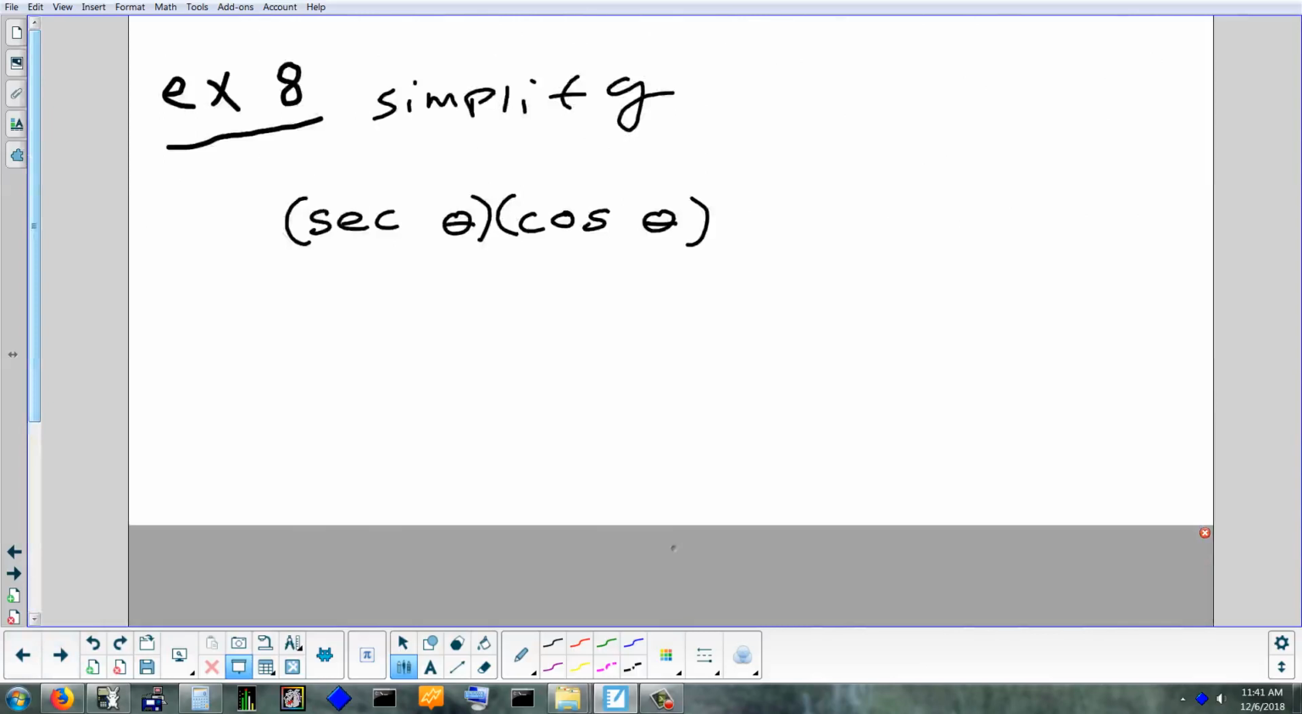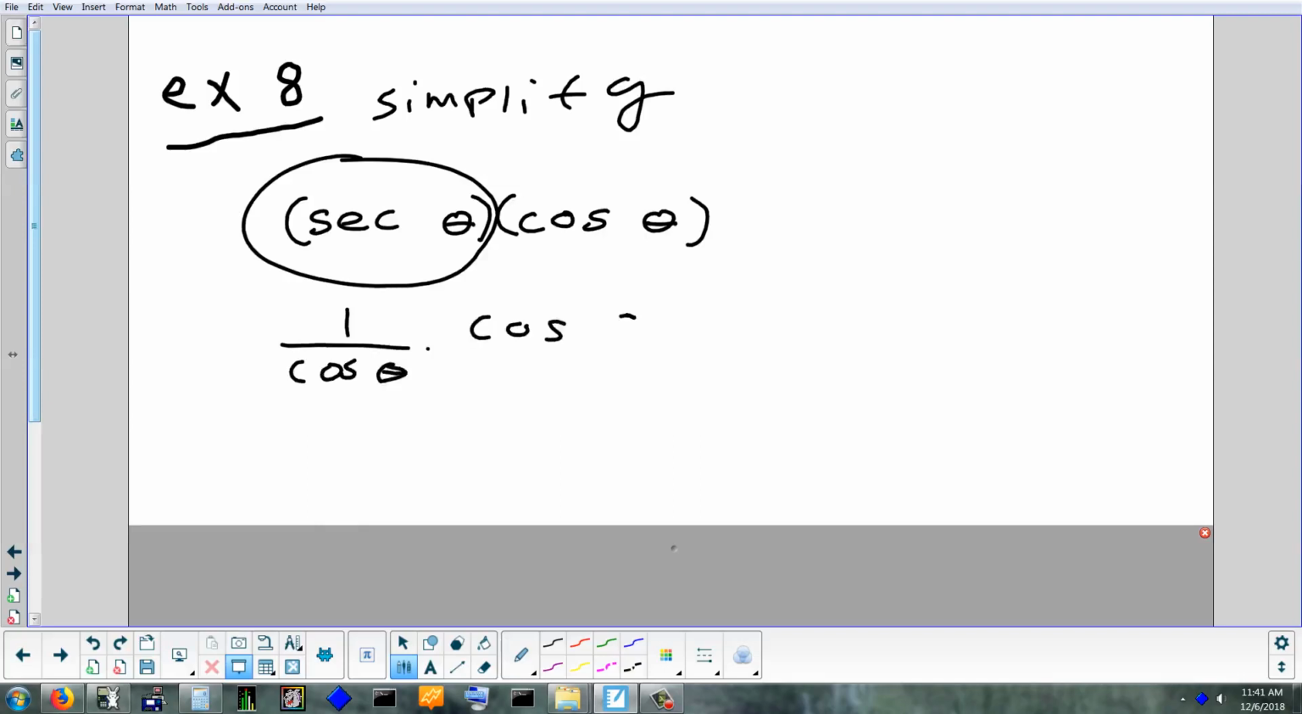Okay, so let's start with secant. How can you rewrite secant? Yep, Jake? 1 over cosine. Yes, it's 1 over cosine times. Now the second one already is cosine, so I'm not going to change it. But what if I wanted to make it a fraction? Cosine over 1. I could just put it over 1, so it doesn't feel left out of fraction land. But now it's a fraction.